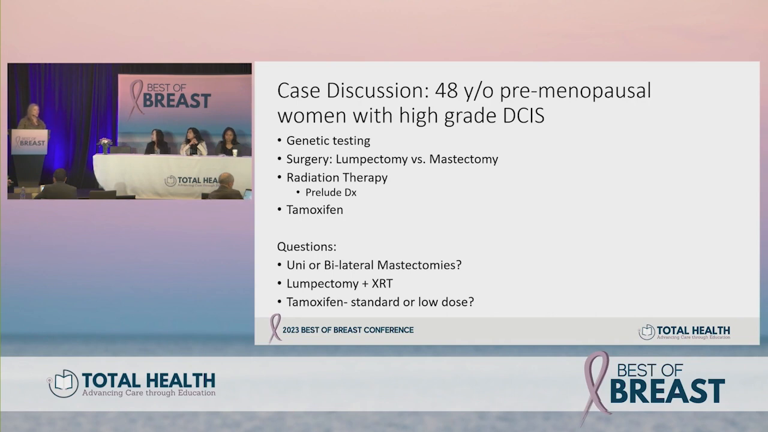So if I'm that 48-year-old woman and I come to you and say, I've heard about this low dose tamoxifen, can I take that instead of the higher dose where patients have symptoms? What would you say to me? I think I'll go with the standard dose first because we have more data on that. And then if the patient could not tolerate it later on, we can discuss low dose tamoxifen.